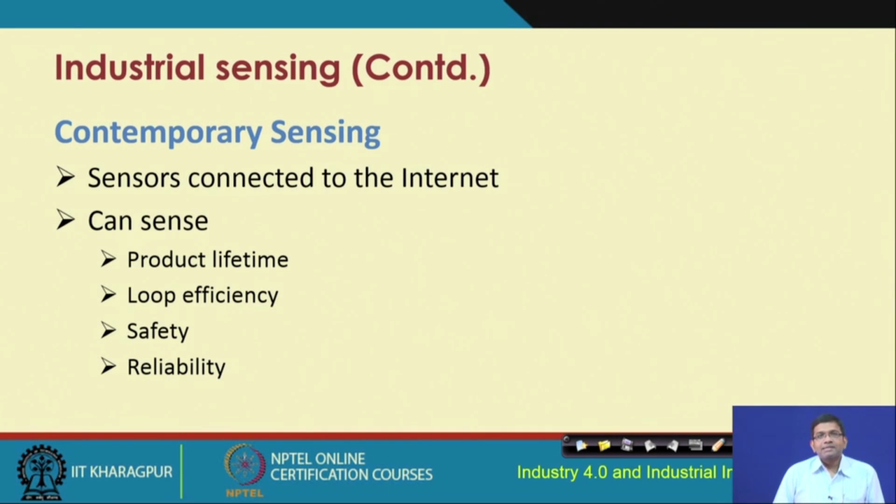These contemporary sensors have been made much more intelligent and they can sense product lifetime, loop efficiency, safety, reliability. These are some of the different properties, but it all depends on which sensor is supporting which type of application and has what type of attractive properties. Typically, the more you make these sensors competent, intelligent, robust and so on, the price also increases, but at the same time it should not be too expensive to be used easily in most of the IIoT applications.